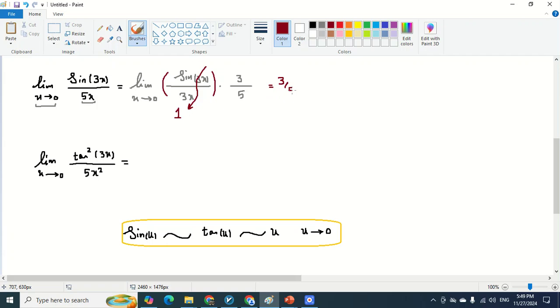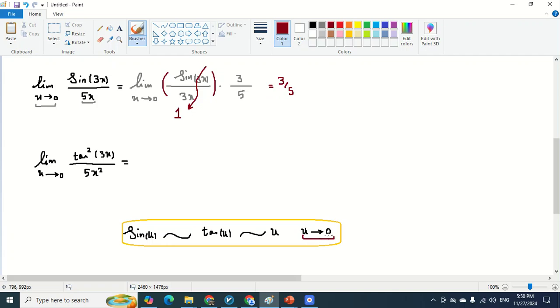But we also have one equivalency here: sine of u, tangent of u, and u, all of these three functions have the same behavior where u tends towards 0, to the origin.